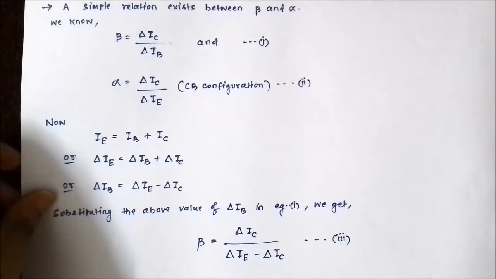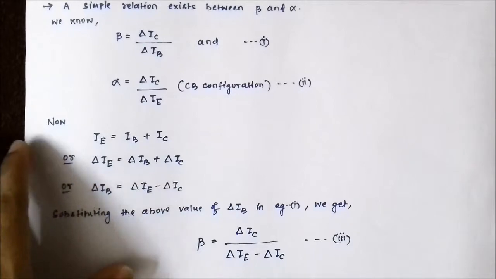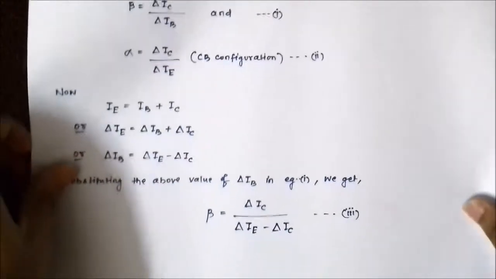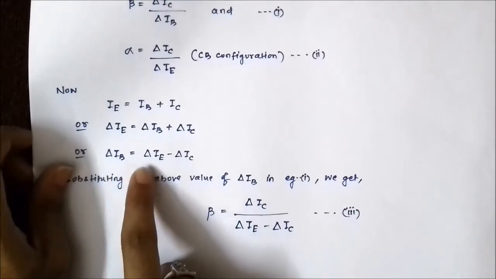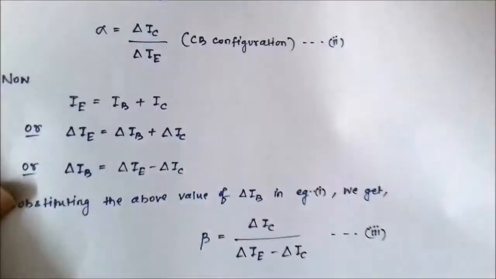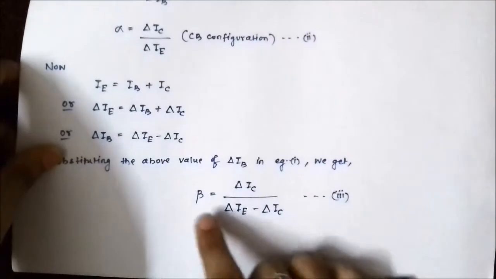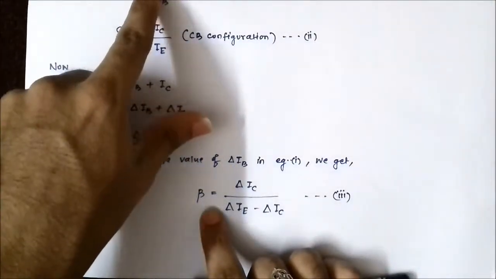Now, delta IB here is delta IE minus delta IC. So we put this value here, in this delta IB for the expression of beta. So we got beta is equal to delta IC by delta IB. We wrote delta IE minus delta IC.